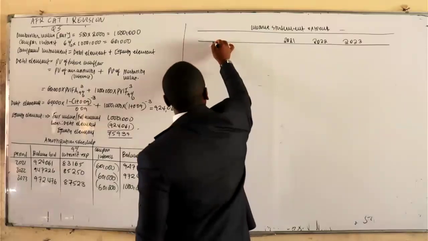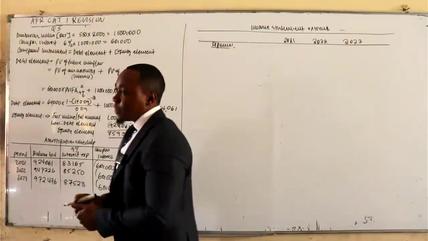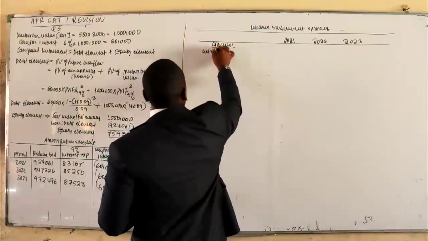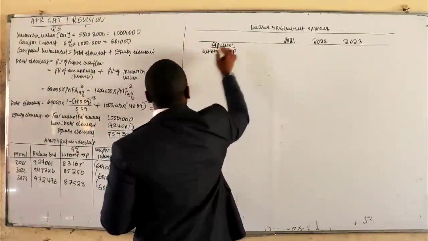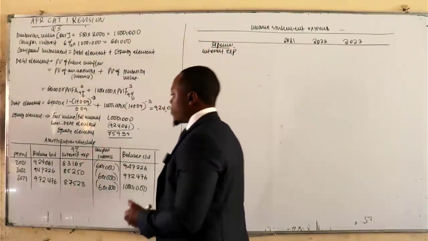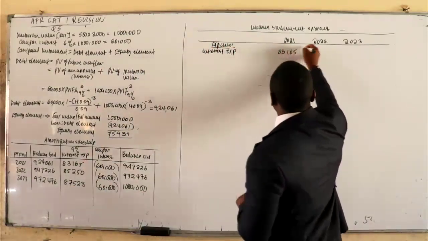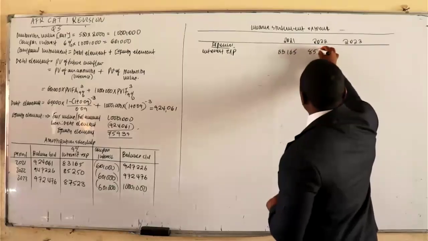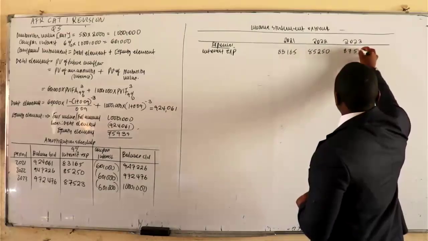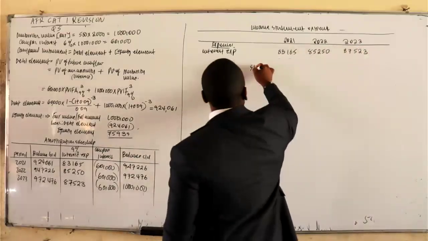This was a financial liability, which will give rise to expenses. And what is the expense? The interest expense. Good. Interest expense. And you take the interest expense using the effective rate, not the coupon rate. So an amount of 83,165, 85,250. Then we have 87,523. What about the statement of financial position?